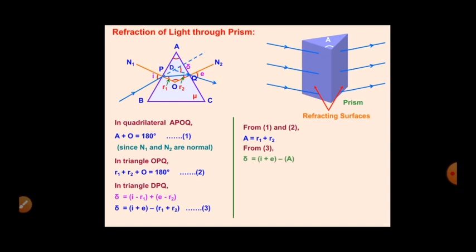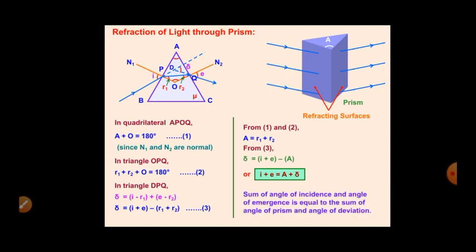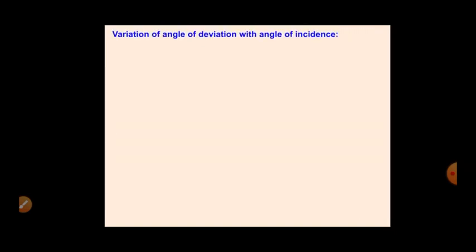It means if we know the angle of incidence, angle of emergence, and the angle of the prism, then we can easily calculate the angle of deviation. Along with this, you can also write I plus E is equal to A plus delta. So the sum of the angle of incidence and angle of emergence is equal to the sum of the angle of prism and angle of deviation.